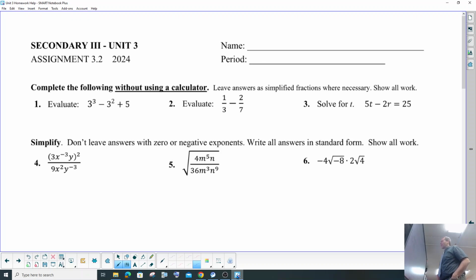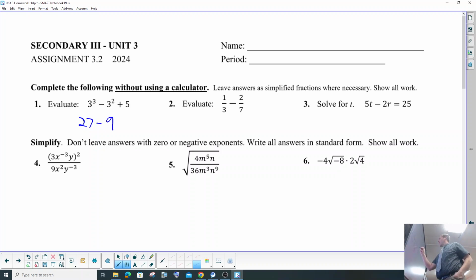So don't forget PEMDAS. 3 times 3 times 3 is 27. 3 times 3. Oh, pause me. You already started just copying it down. What are you doing? You got to pause me and try it on your own first. Each problem, try it on your own.